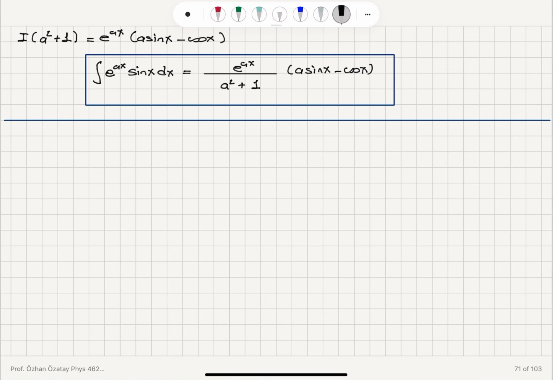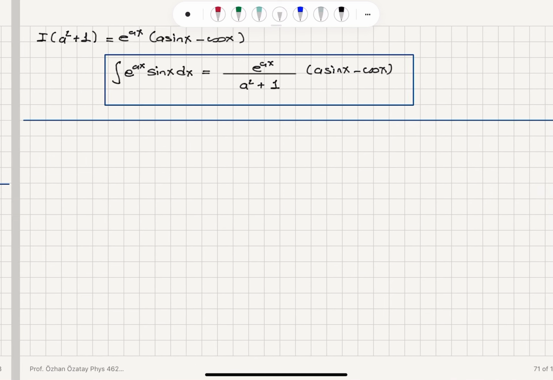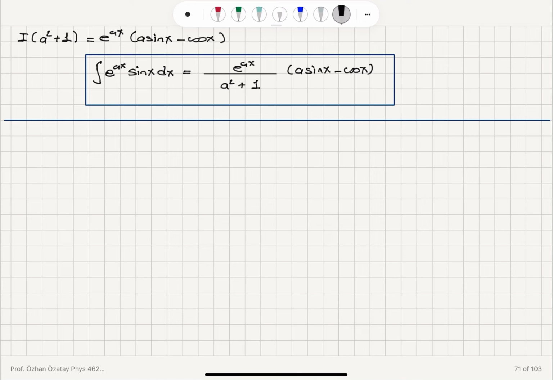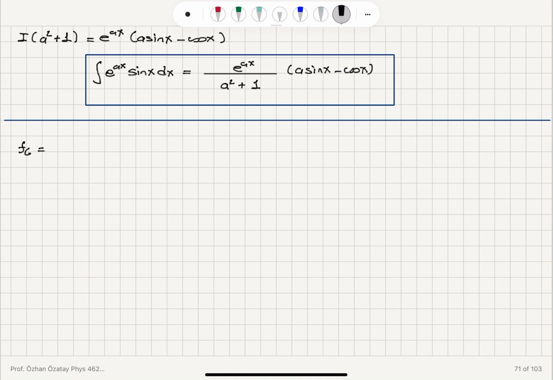Okay, so we're going to utilize this result. So if I go back to where I have observed this integral, integral sine x exponential minus 2x over g a0 dx, what I'm calling a here is basically minus 2 over g a0. So if I substitute this result for my atomic form factor Fg, the first term was 4 over a0 cube g cube, so I will start with that. 4 over a0 cube g cube parentheses.